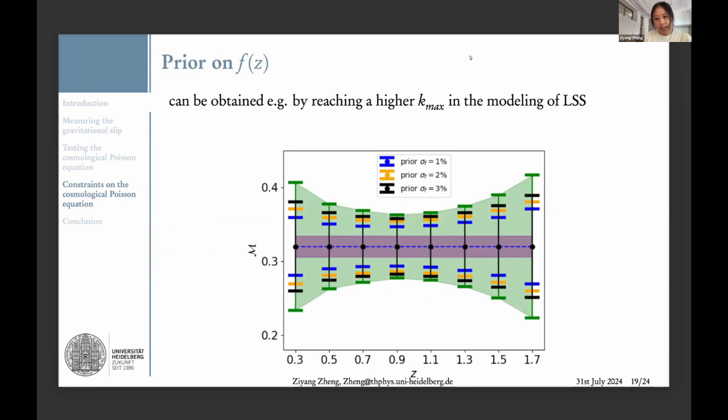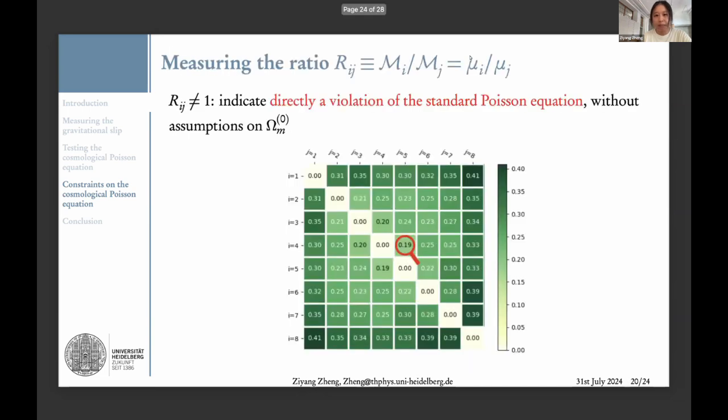We also consider the case where we add a prior on the growth rate, because we want to further enhance our constraining power. This prior on the growth rate, for instance, can be obtained if in the future we are able to reach a higher Kmax in the modeling of large-scale structure, for instance by including higher order correlators in the large-scale structure estimation. From here, you can see that the inclusion of the prior on the growth rate can significantly enhance the final estimation of this M quantity.